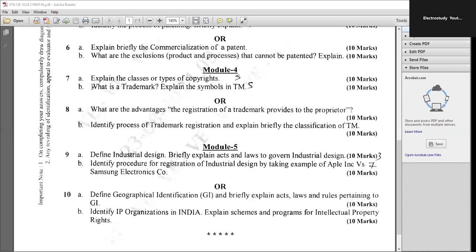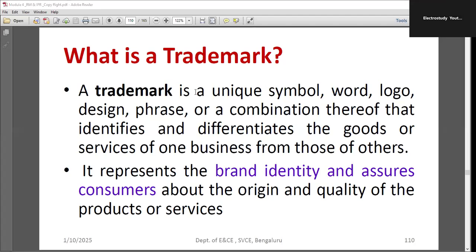7B, the question is: what is trademark? Explain the symbol in trademark. That's also important. Weightage is 10 marks. I'll take you to the content which you can refer for your university examination. So trademark portion, you can check it up. You can explain about the trademark.